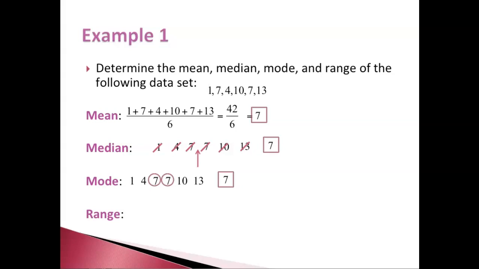All right, now let's find the range. For the range, you're going to find the difference between the largest and smallest numbers. So that would be the difference between 13 and 1. So 13 minus 1 is equal to 12. So our range is 12. That means how spread out is our data? It has the spread of 12.